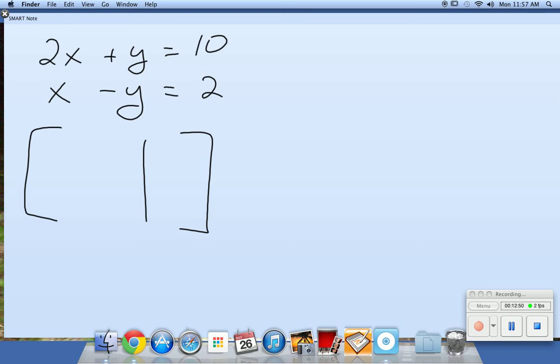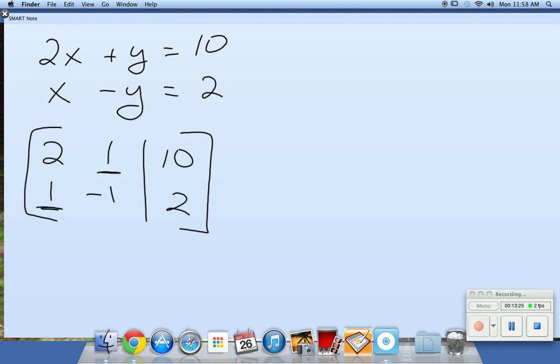So here's what it looked like. I'd bring my 2 down and bring my 1, and I put my 10 here. All right. I would put my 1 here. I'd put a negative 1 there. And then a 2 there. Okay. Now, I want to get rid of this one here and this one here because those need to be 0. Those diagonals need to be 0.